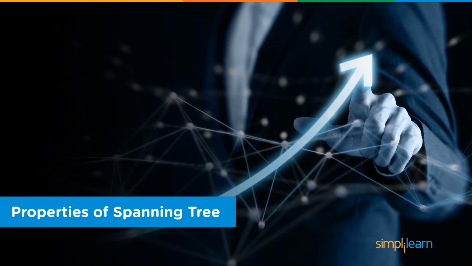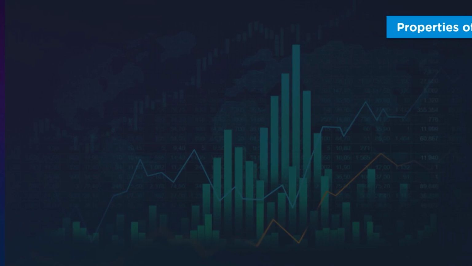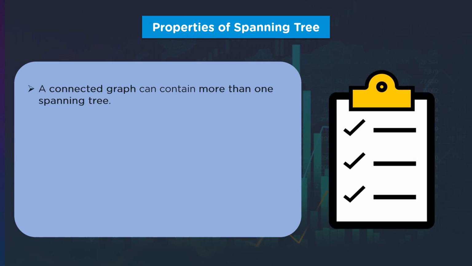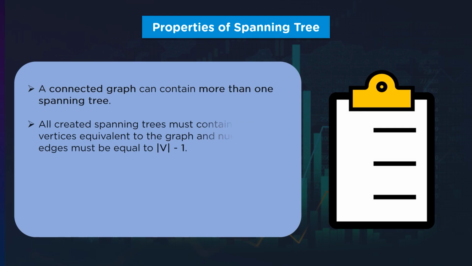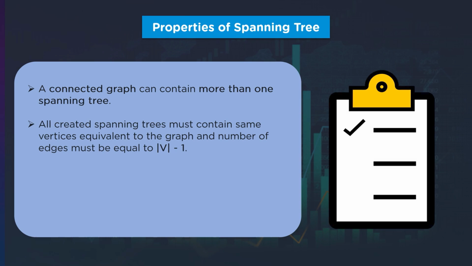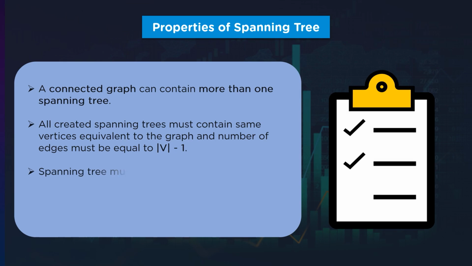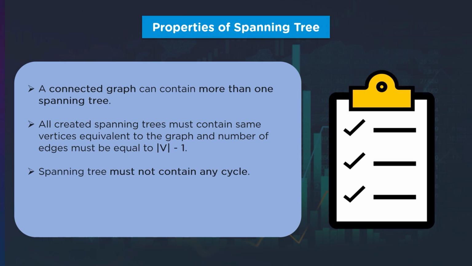Moving forward, let's understand some important properties of a spanning tree. We have already gone through some crucial properties while creating spanning trees in the previous section. So primarily, we will list all of them here. The first property of a spanning tree conveys that a connected graph can have more than one spanning tree. The next property states that the number of vertices in a spanning tree must be equal to the number of vertices in the given graph, whereas the number of edges is equivalent to the mod of v minus 1. The third property of a spanning tree says that the spanning tree must not contain any cycle.